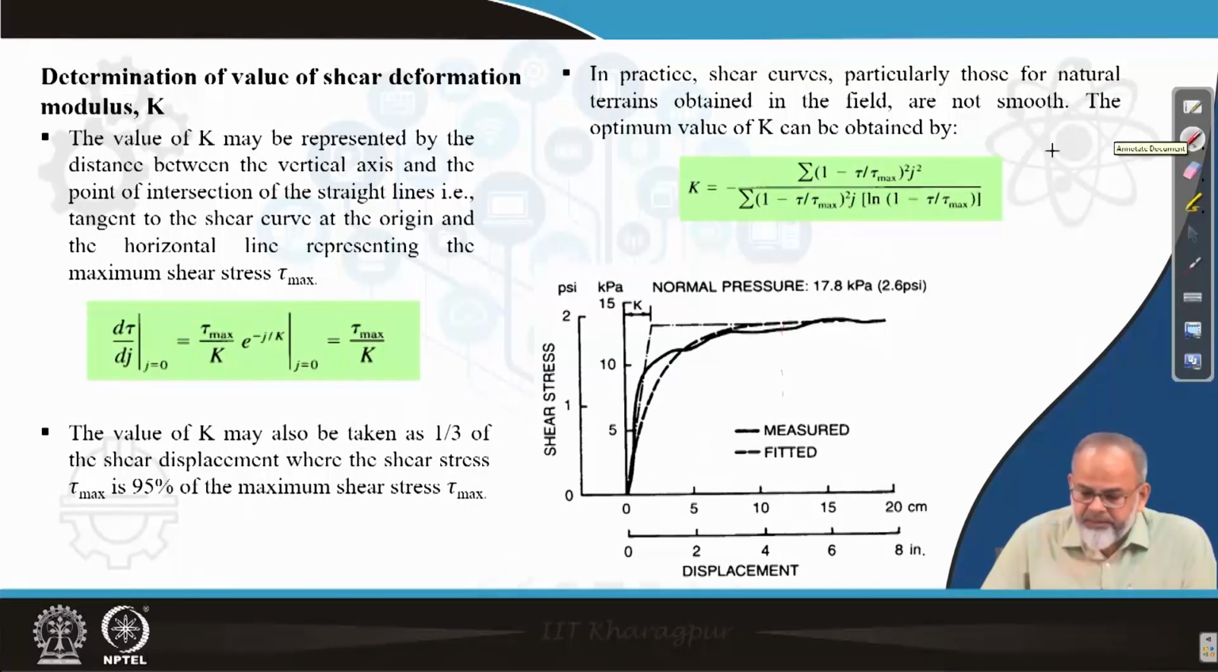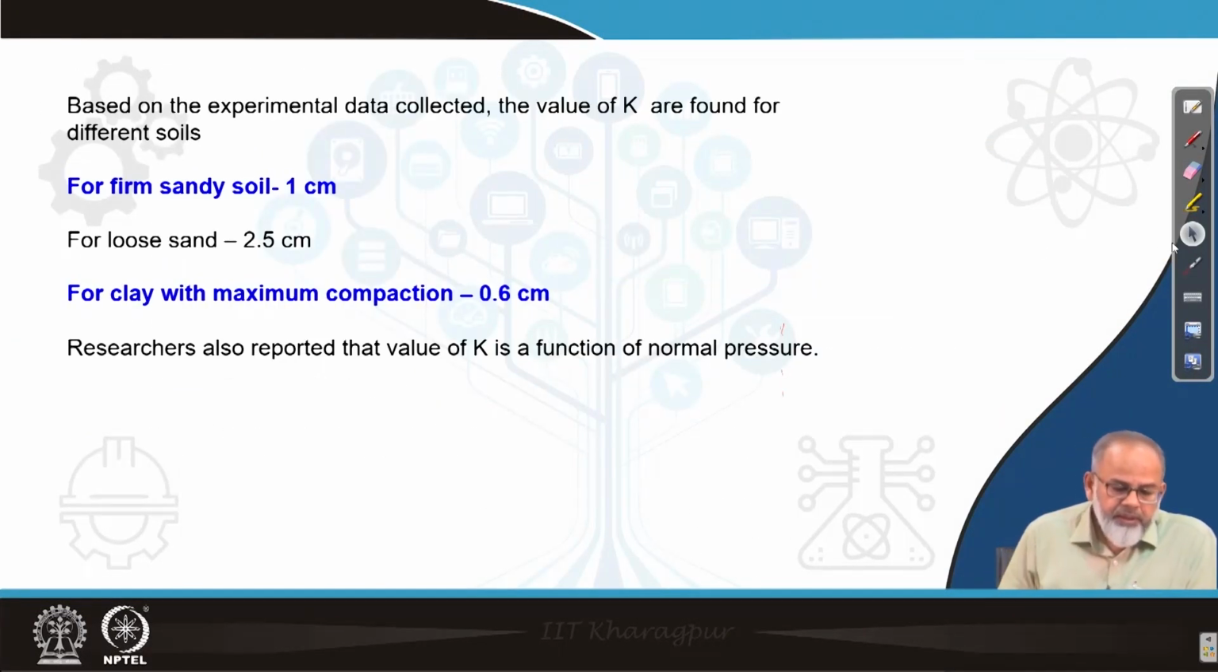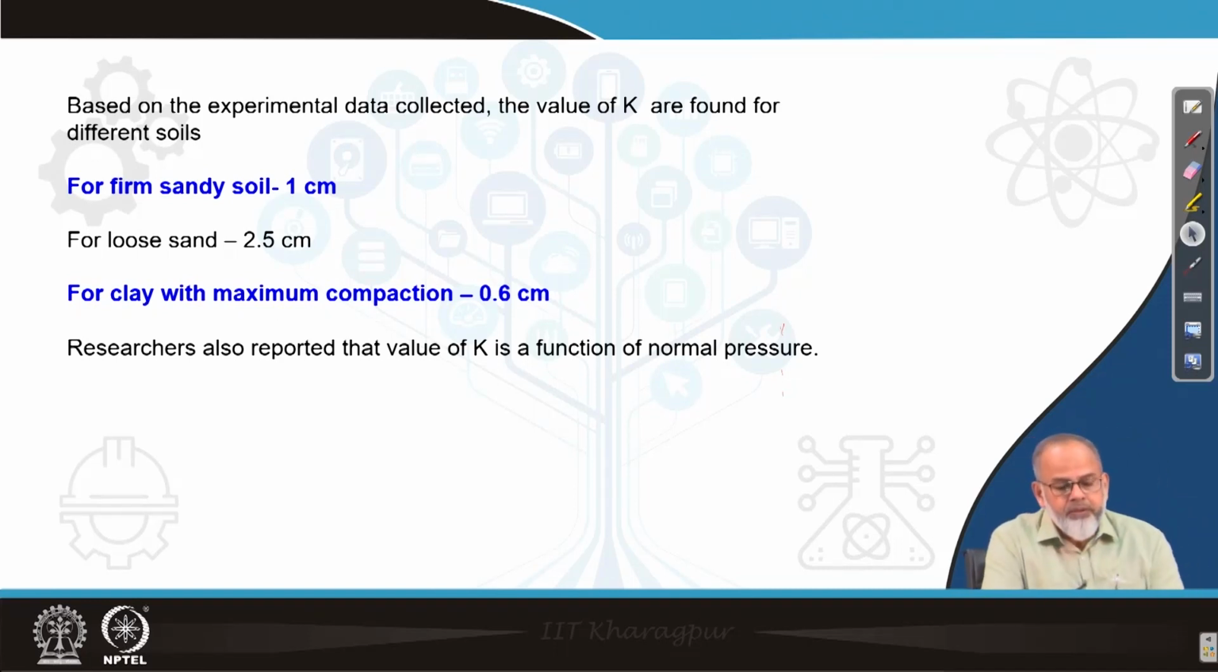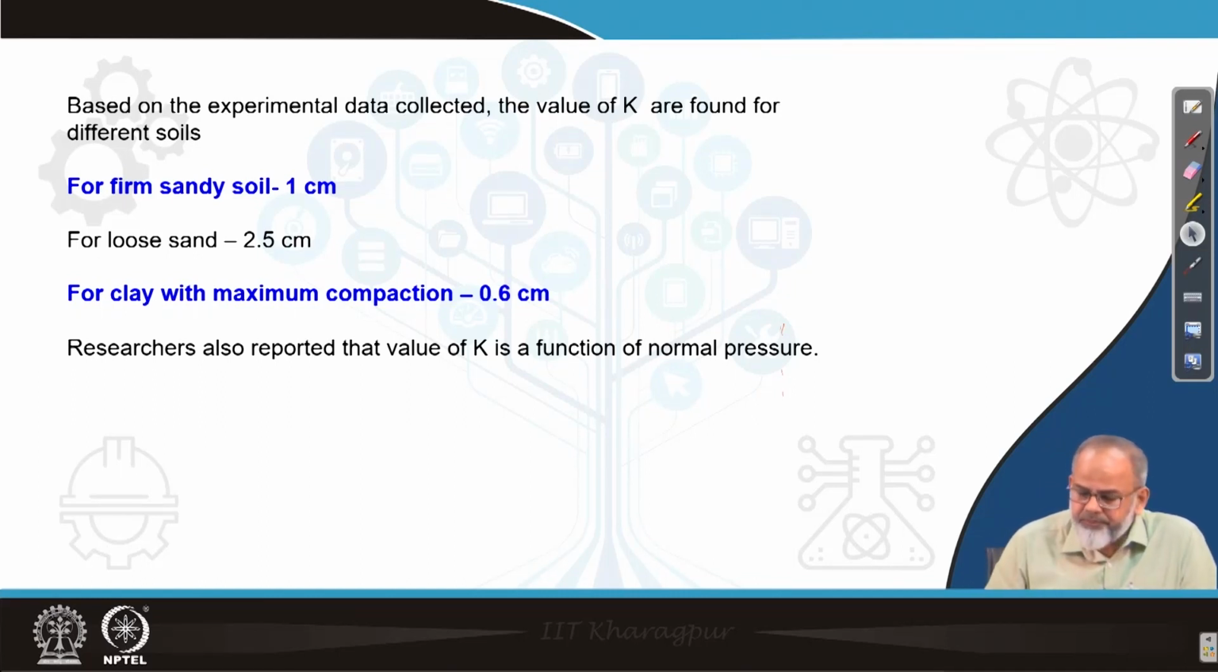Next is another cell condition. Before that, some experimental values are available for k. Those values can be taken as: for firm sandy soil, k value is 1 centimeter; for loose sand, it is 2.5 centimeter; and for clay with maximum compaction, it is 0.6 centimeter. Researchers have also reported the value of k to be a function of normal pressure. So these are some of the information which are available for k.